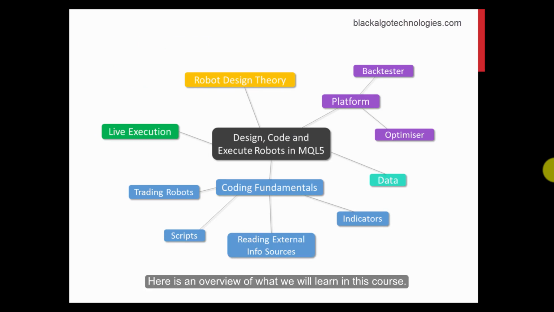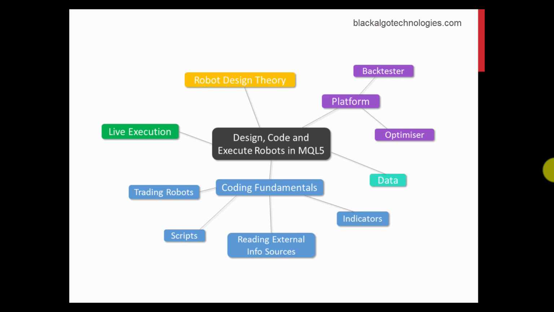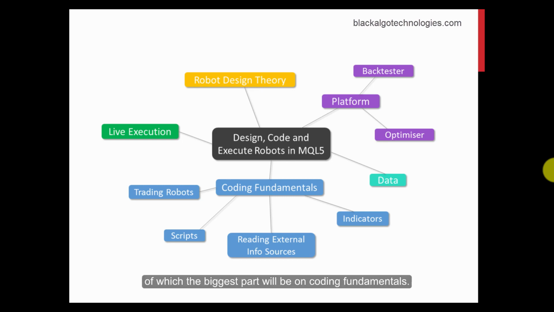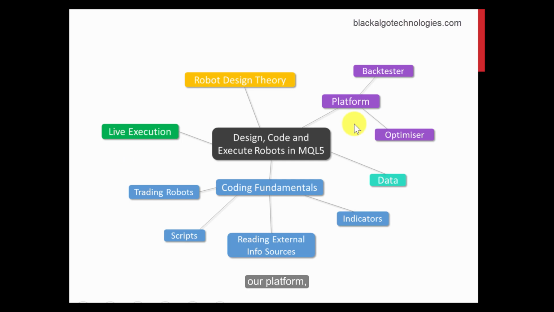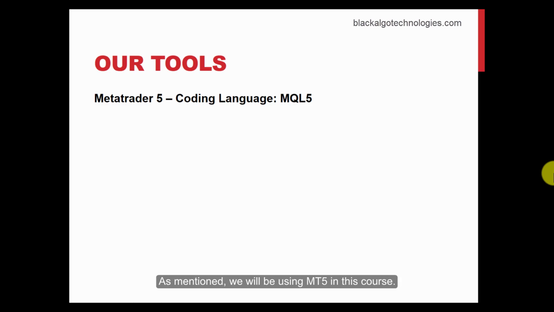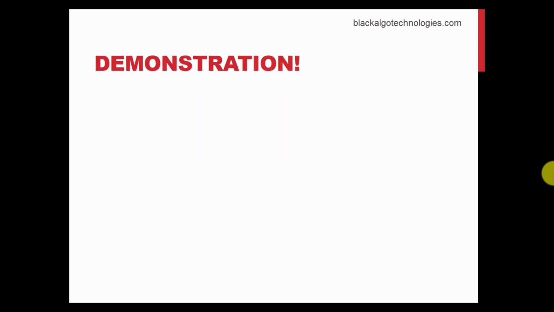So here is an overview of what we will learn in this course. We have 5 main parts, of which the biggest part will be on our coding fundamentals. And we have live execution, how to execute our robots live, some design theory, our platform, and data. As mentioned, we will be using MetaTrader 5 in this course, and the coding language is MQL5. So let's briefly look at MT5 and see what you can do.